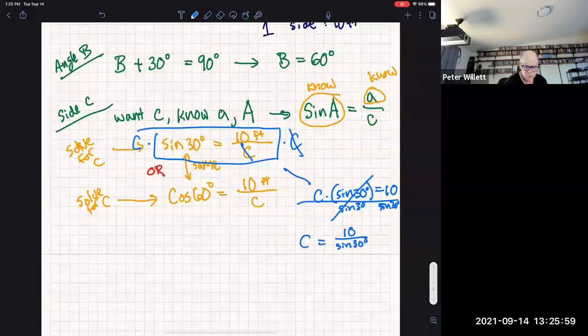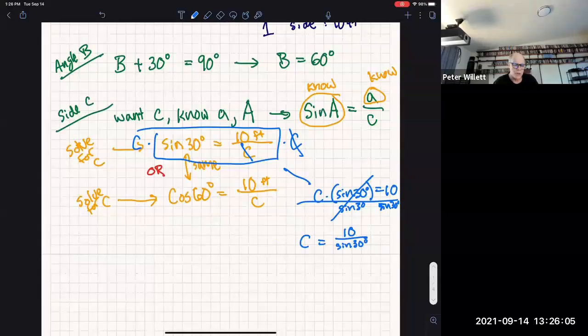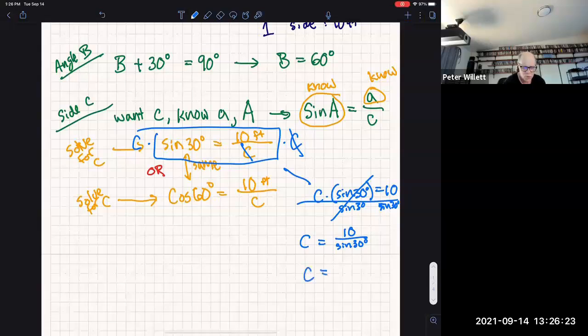Now at this point, you can type that in your calculator. We may remember from a 30-60-90 degree triangle that the sine of 30 degrees is 1/2. You could also look that up on the little chart that we made last time of some common angles. Somehow you have to come up with what sine of a known angle is. And in this case, that's one you may remember. So that would mean that C is equal to 10 divided by 1/2, which is 20.